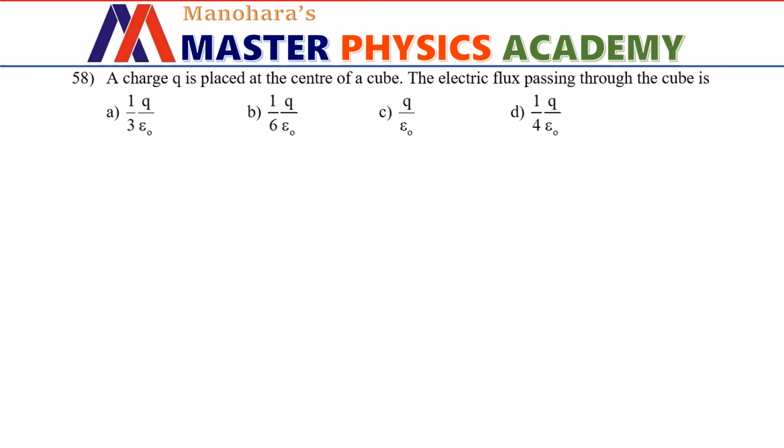A charge q is placed at the center of a cube. The electric flux passing through the cube is. So very easy question. There is a charge q inside a cube. The electric flux through it will be given by phi equals q divided by epsilon naught according to Gauss law. So the correct option is option C.